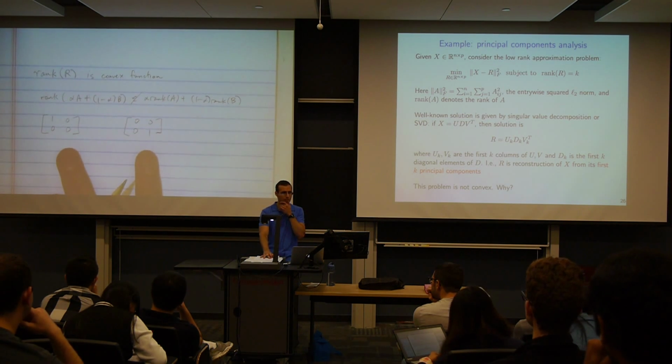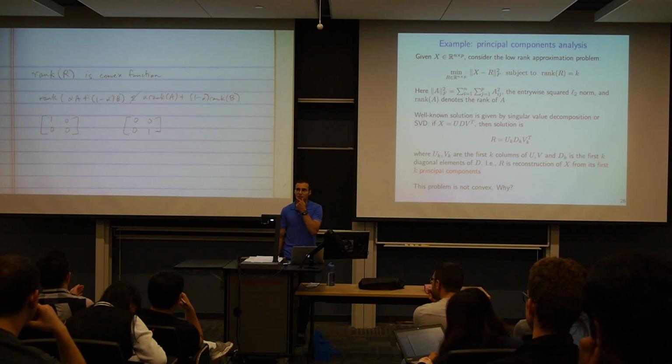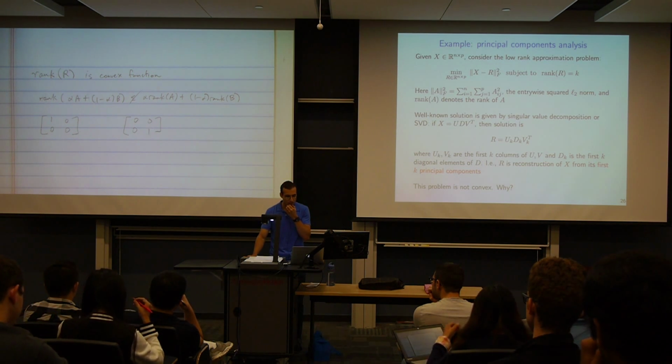In fact, the way you can think about the rank on matrices is that it's analogous to the L0 norm on vectors. So it's about as far away from a convex function as you can imagine. So it's very non-convex.